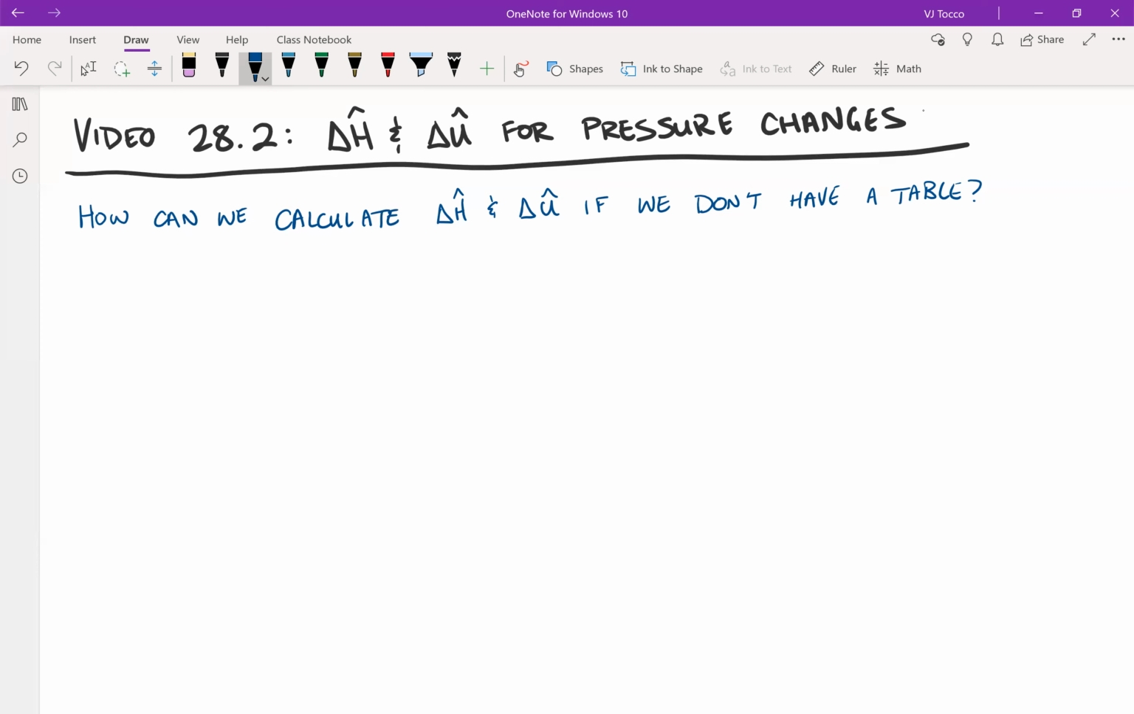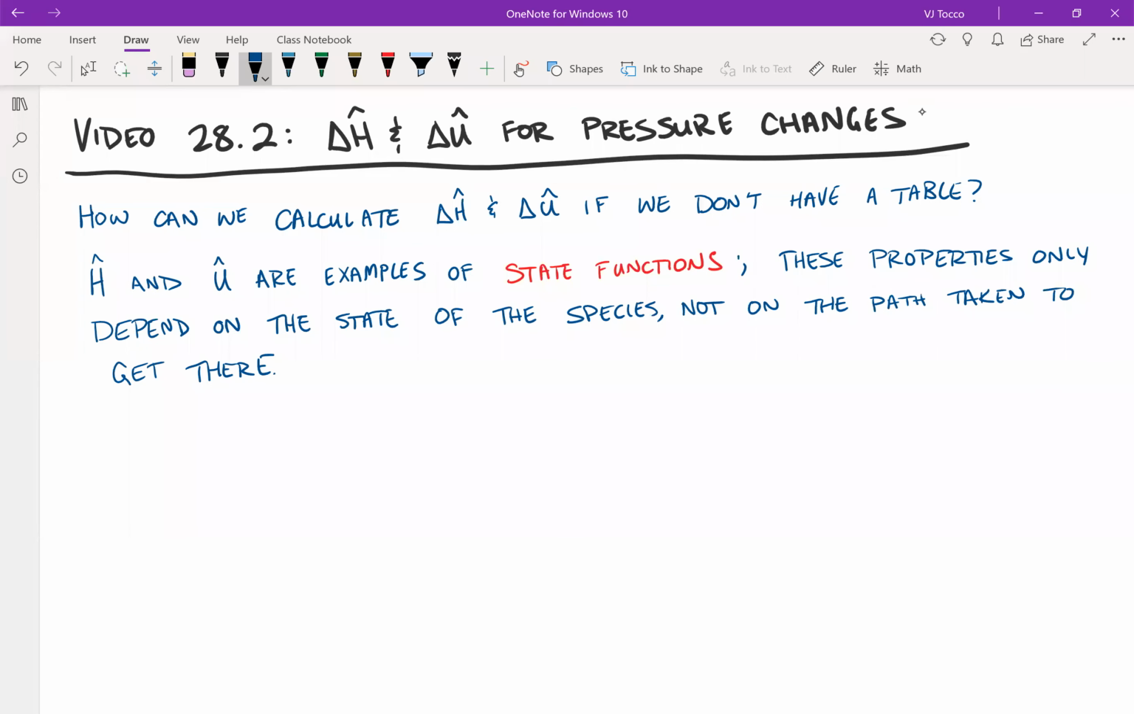How should we proceed? The first thing to recognize here is that enthalpy and internal energy are both examples of state functions. And this means that the quantity of the property only depends on the thermodynamic state of the species, not on the path taken to get there. So let's just say, for sake of argument, we had a chemical at state 1, and in the course of our chemical process, we know that it is going to state 2. All we need to know are the separate states. And I'll talk more about what that means in the next coming videos.